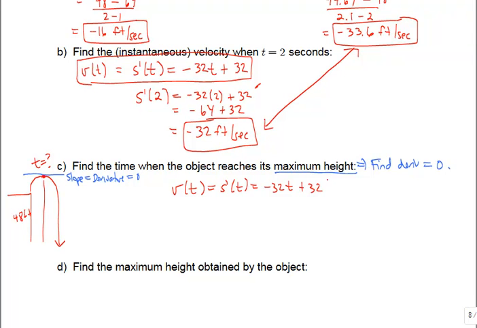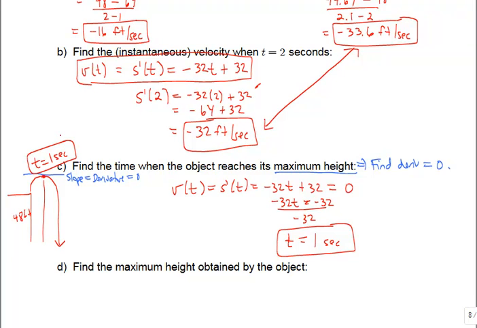So all I have to do to find out when this is 0 is set it to 0 and solve for t. So if we subtract that 32 over and divide by negative 32, then we get that when the time is 1, and the units here would be seconds, when the time is 1 second, this little object is at its peak. Okay? So there's our answer. It reaches its maximum height at time 1 second.